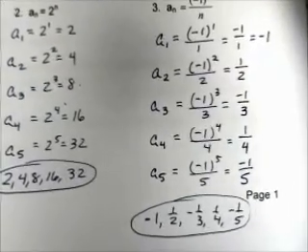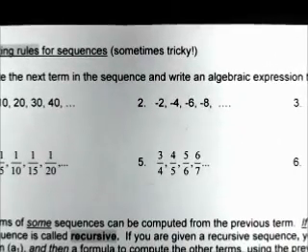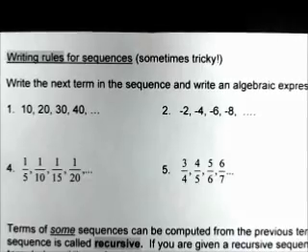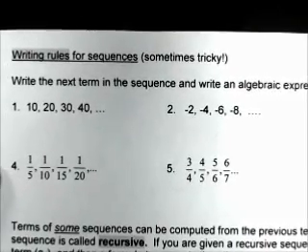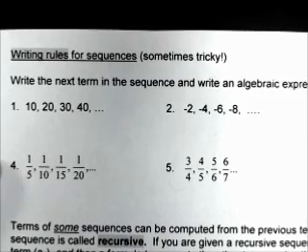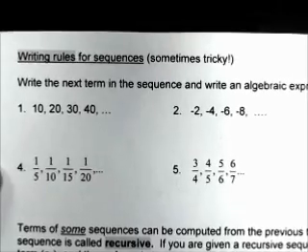Next, page 2. Writing rules for sequences. Sometimes this can be tricky. Write the next term in the sequence and write an algebraic expression that represents a sub n. Okay, so we want the next term in the sequence and an algebraic expression.